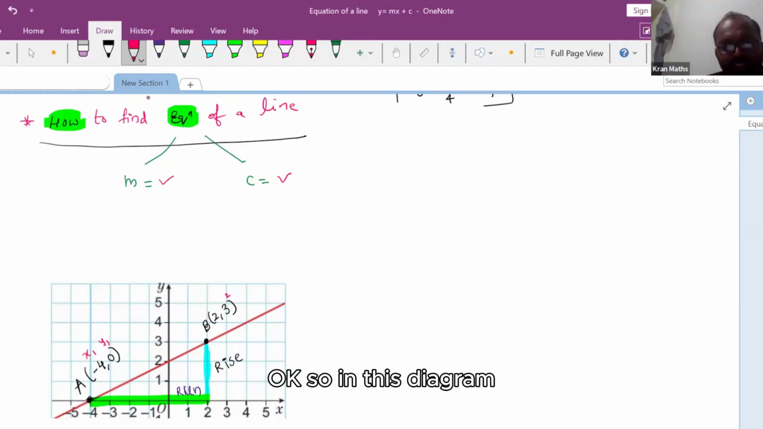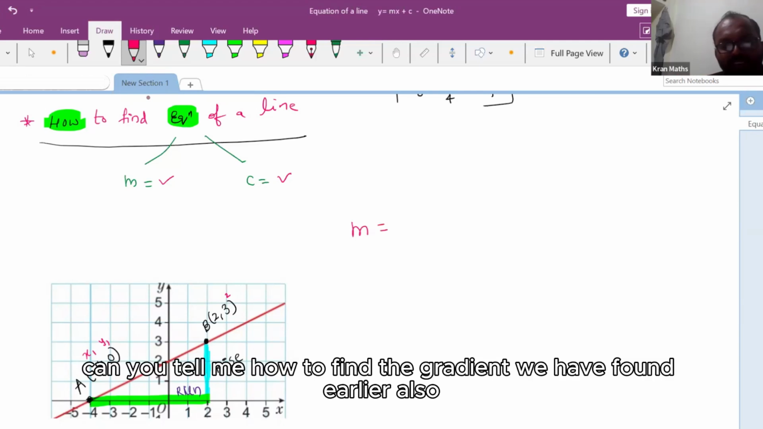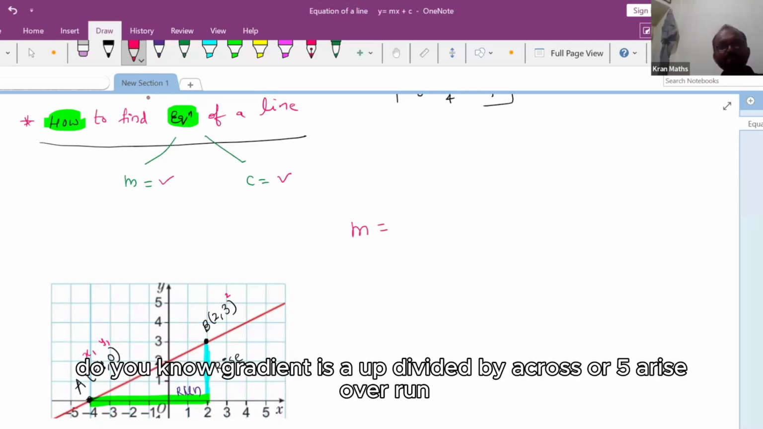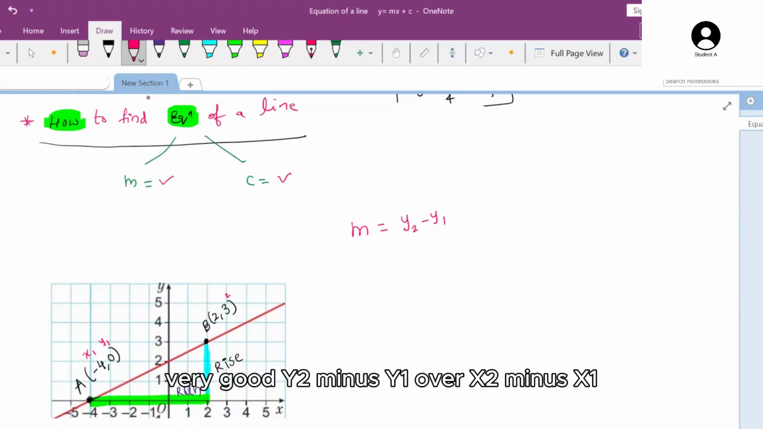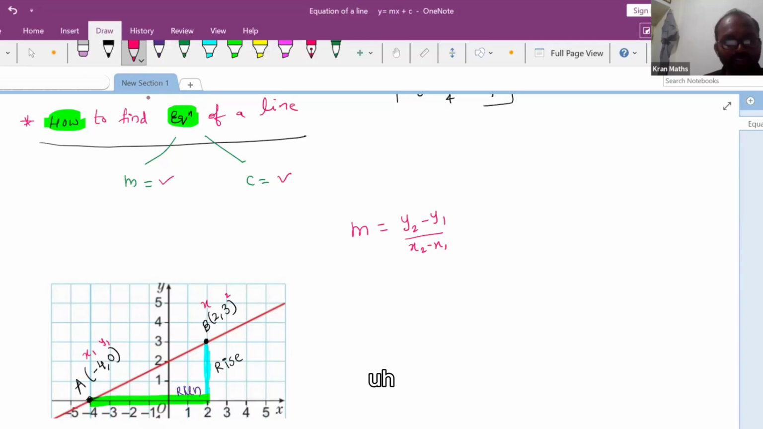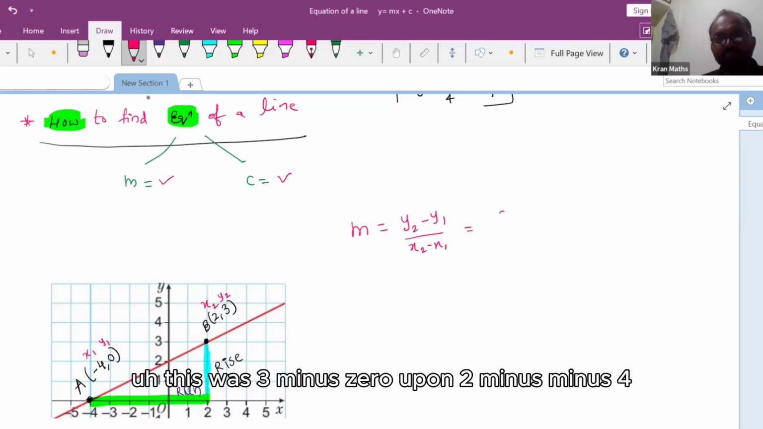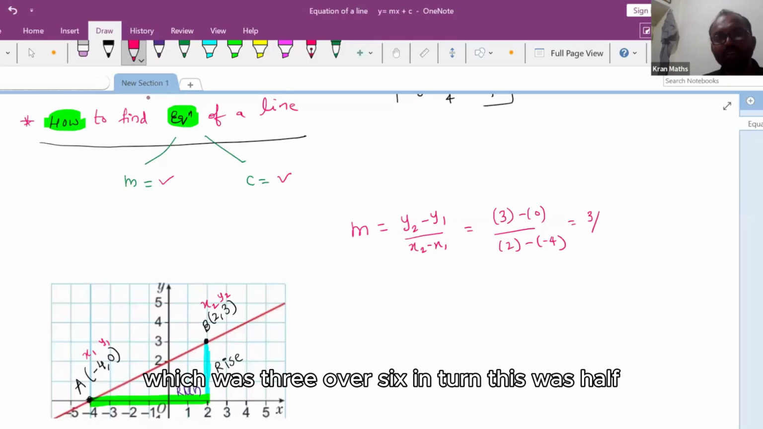In this diagram, can you tell me how to find the gradient? We have found it earlier also. Do you remember? Gradient is up divided by across, or rise over run, or y2 minus y1 over x2 minus x1. Very good. Y2 minus y1 over x2 minus x1. And this was 3 minus 0 upon 2 minus 4, which was 3 over 6. In turn, this was half.